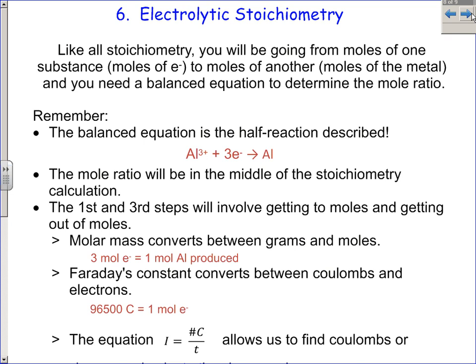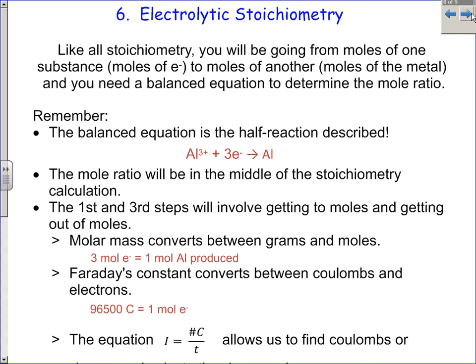Remember first, if it's stoichiometry, you have to have a balanced equation because we're converting from one thing to another in stoichiometry. In the case of electrolytic stoichiometry, it involves a conversion between moles of electrons and moles of a metal. So you're going back and forth between those two things. Well, you need a reaction because you need a mole ratio in order to do a conversion between one thing and another. The mole ratio that we look at comes from the balanced equation. That's not the overall redox reaction. It's the balanced reaction of the half reaction described.